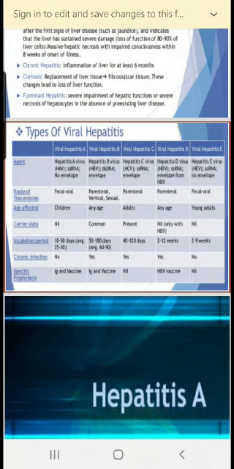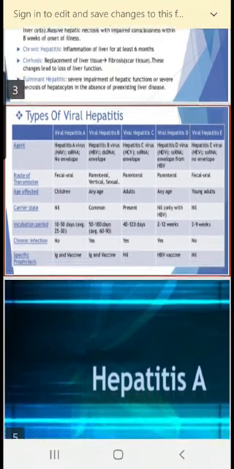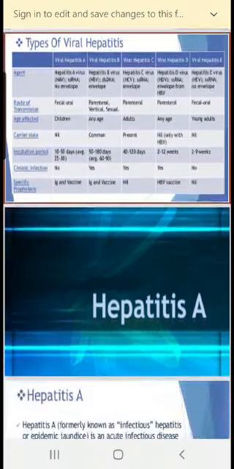The incubation period, as you can see, for A, D and E usually is around 2 weeks, so 10 to 14 days, and B and C will show a longer incubation period, more than a month. And the chronic infection can be seen in B, C and D, and the prophylaxis or the vaccination is available for B, okay, and sometimes it is also available for A, but it is not being commonly used for hepatitis A nowadays.